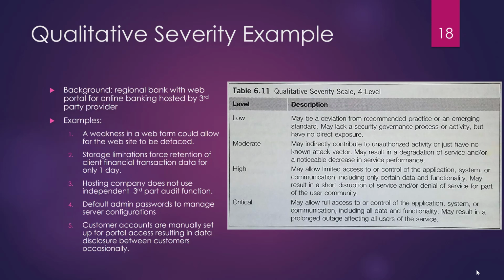Here's an example of this. So let's say that you've got a regional bank with a web portal for online banking, and that's hosted by a third party. So you've got a web portal, it's online banking, hosted by a third party. And you've got these 5 things that come up as potential vulnerabilities.